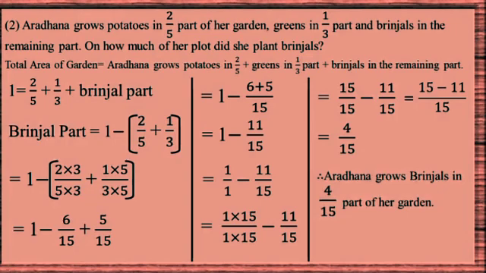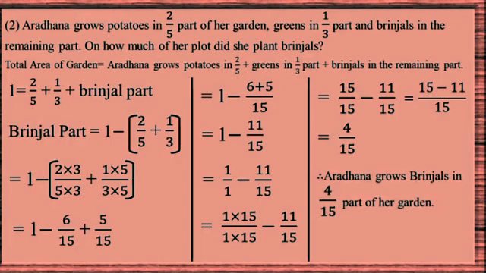Let us see the second question. Aradhana grows potatoes in 2/5 part of her garden, greens in 1/3 part of the garden, and brinjals in the remaining part. On how much of her plot did she plant brinjals? Now let us see. We take the whole land as 1, which is equal to 2 upon 5 plus 1 upon 3 plus the brinjal part.